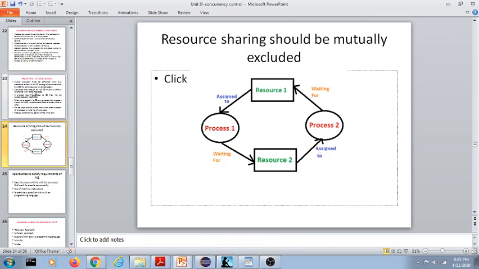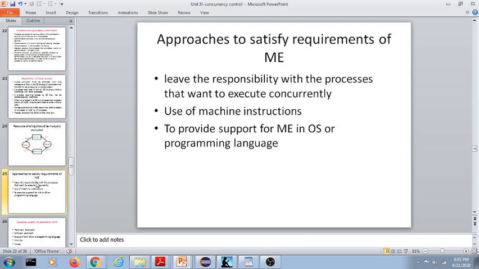In this mutual exclusion, there are different approaches to satisfy its requirements, right? Mutual exclusion can be implemented by using the hardware, or by using the software, by using algorithms, etc. So what are the different approaches to satisfy the requirements of mutual exclusion?